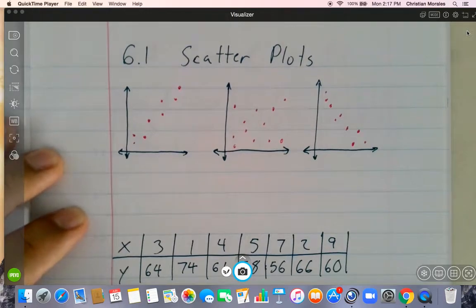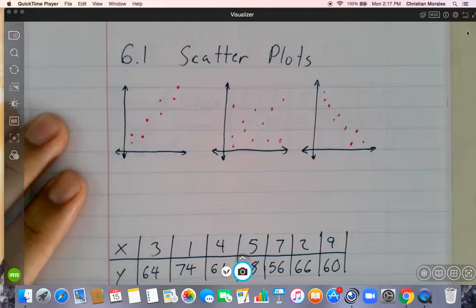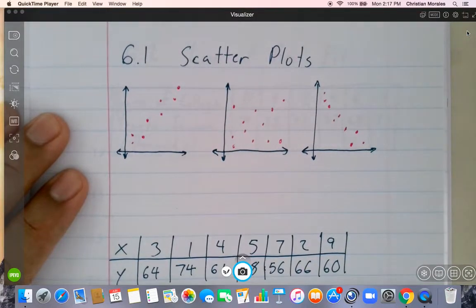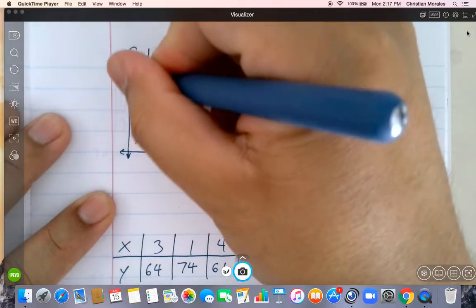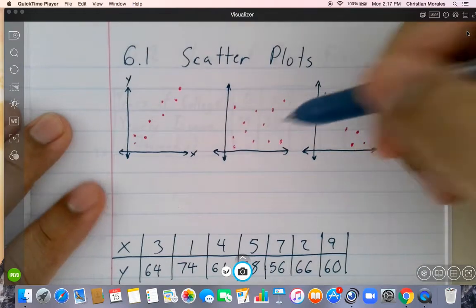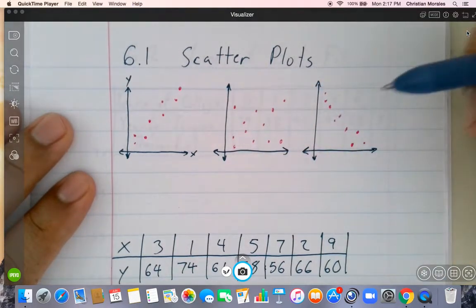Day 6, lesson part 1, scatter plots. So let's talk about scatter plots. The first thing is a scatter plot is basically a graph with x and y with a collection of points. Now, what you're trying to do is determine which direction these points are moving in.